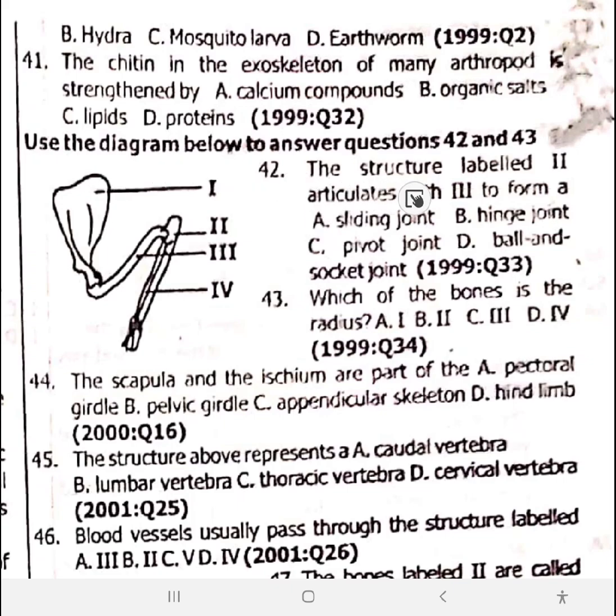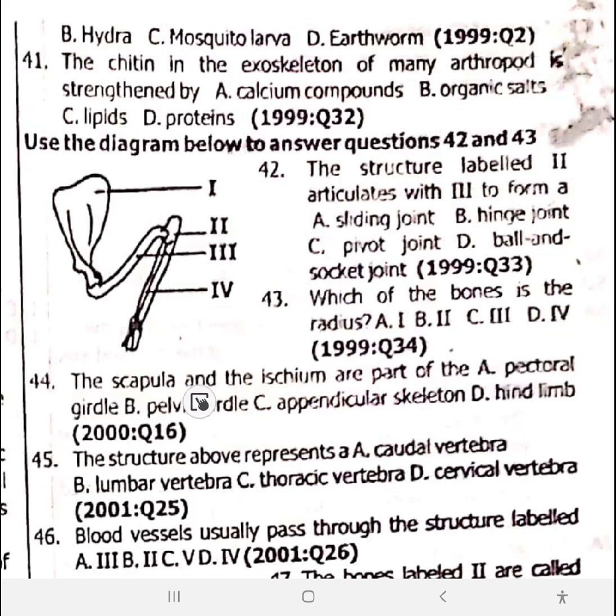42. The structure labeled I and II articulate with III to form what kind of joint? Hinge joint. This is the third time they're asking this. 43. Which of the bones is the radius? The large one is always the ulna. The small one is the radius. So the small one is likely option D, IV.